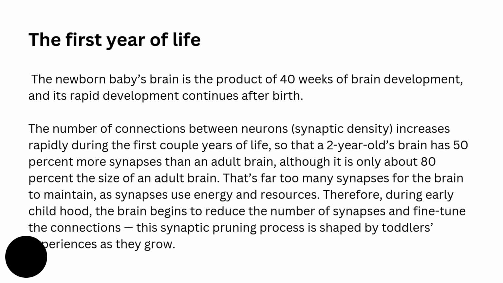What does a human baby's brain look like after its 3 trimesters of development in the womb? After birth, the baby's brain continues to grow and develop. The average brain weight of a newborn human baby is about 370 grams, just slightly less than a pound. Compare that to the average weight of an adult brain, 3 pounds, with about 86 billion neurons. The newborn baby's brain is the product of 40 weeks of brain development, and its rapid development continues after birth.